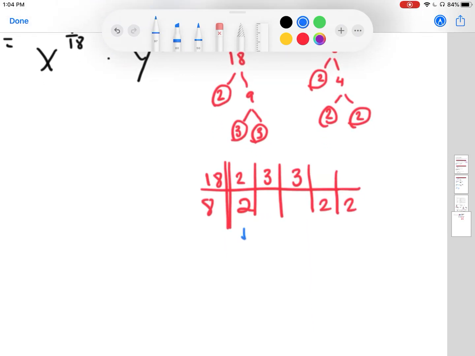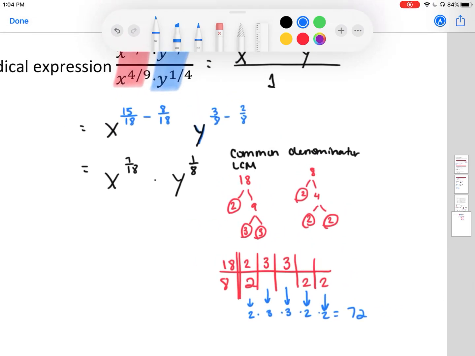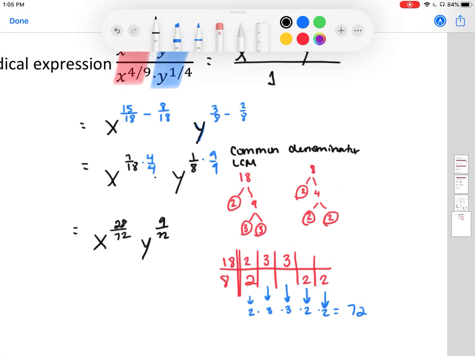Let's multiply them all out. So I have 2 times 3 times 3 times 2 times 2, and that gives us 72. All right, I can get 72 from multiplying this by 4/4 and multiplying 8 by 9. So that I have x to the, 7 times 4 is 28, so I have 28/72 and y to the 9/72.